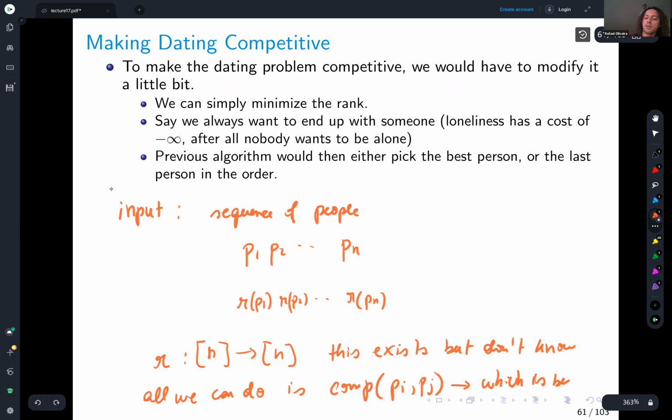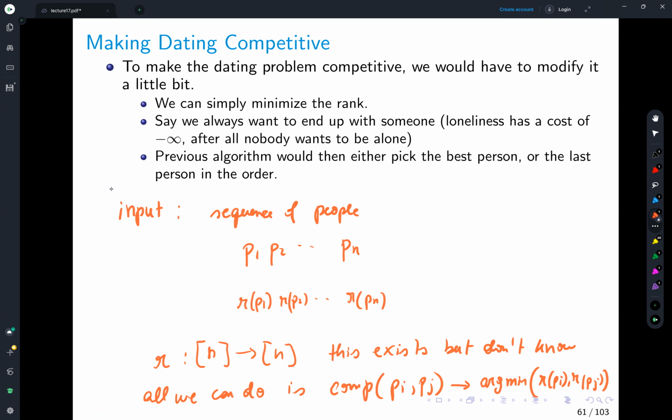Cool. Okay, and mathematically, if I want to write a formula, the comparison outputs the arg min, the I or J, arg min between the rank of PI and the rank of PJ. It will output PI if the rank of PI is smaller, or PJ if the rank of PJ is smaller. Does that make sense? Yep. Okay, great. Excellent question.